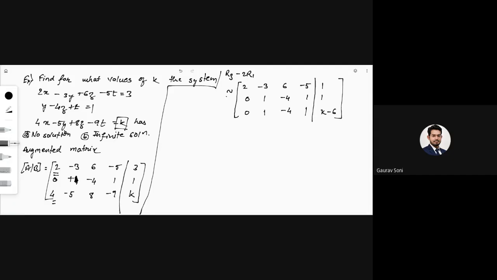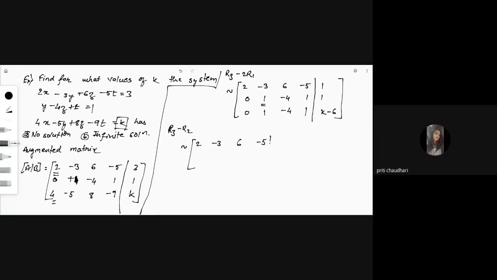Now, all the entries below are 0. I will go to A22. I'll make the entry below this A22 entry 0. So that is R3 minus R2. So the new matrix that we get is 2, -3, 6, -5, and in the last column, it's 3, 1, k minus 6.